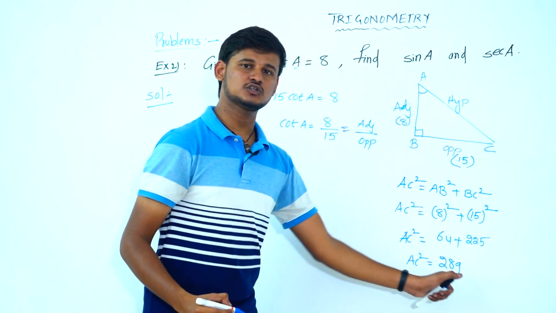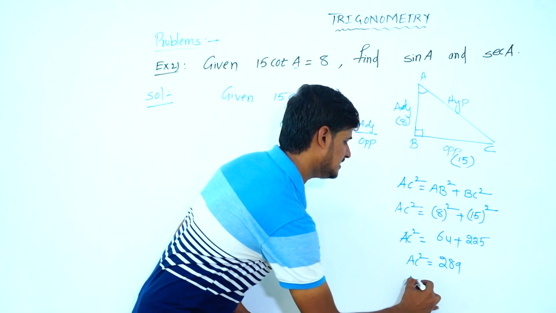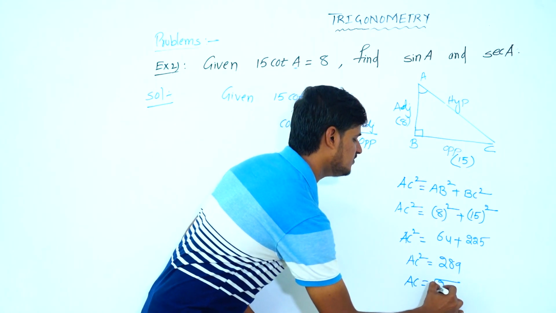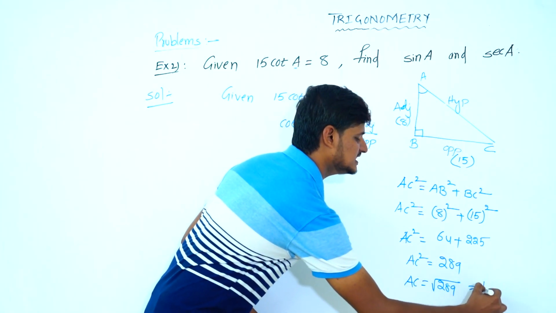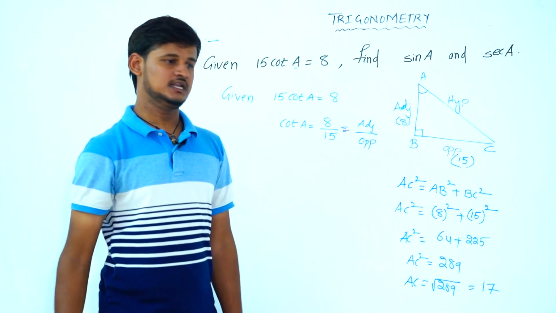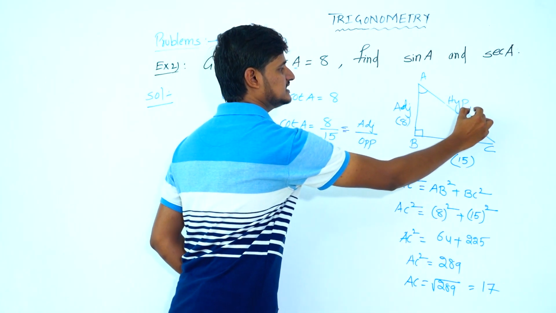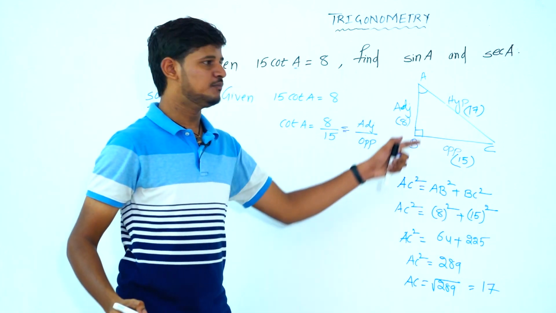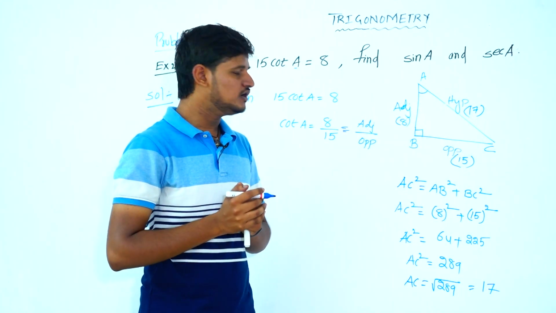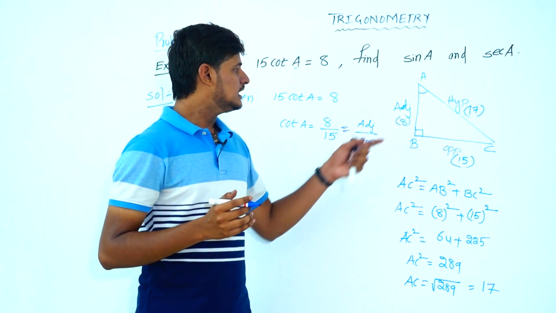So AC square is equal to 289. So then AC will be equal to the square root of 289, that is equal to 17. So the AC value is 17. The hypotenuse value is 17. So now we know all the three sides of the right triangle.